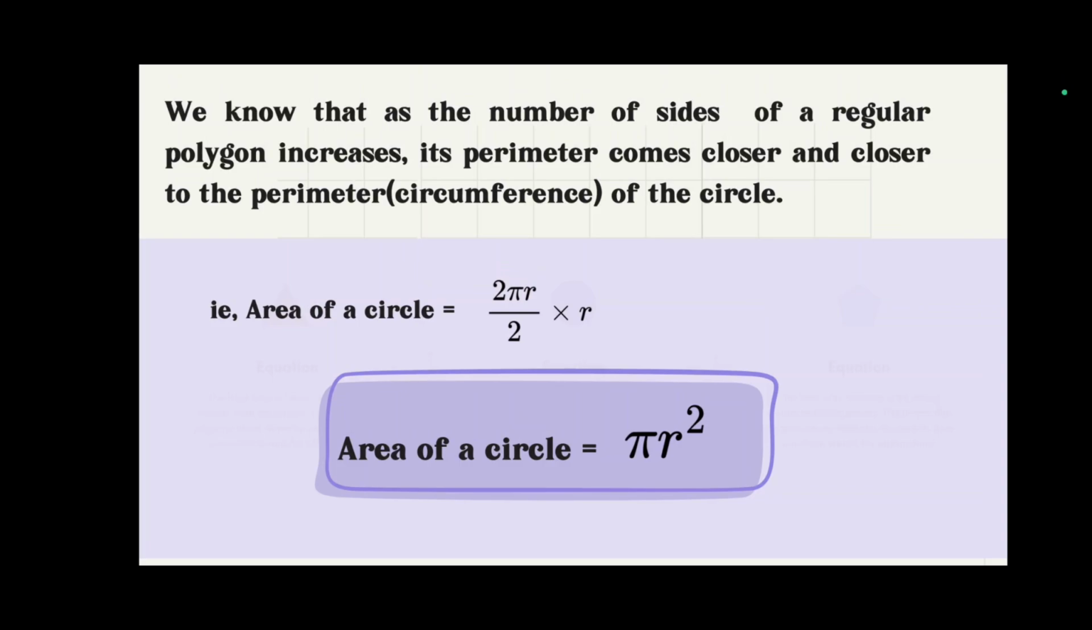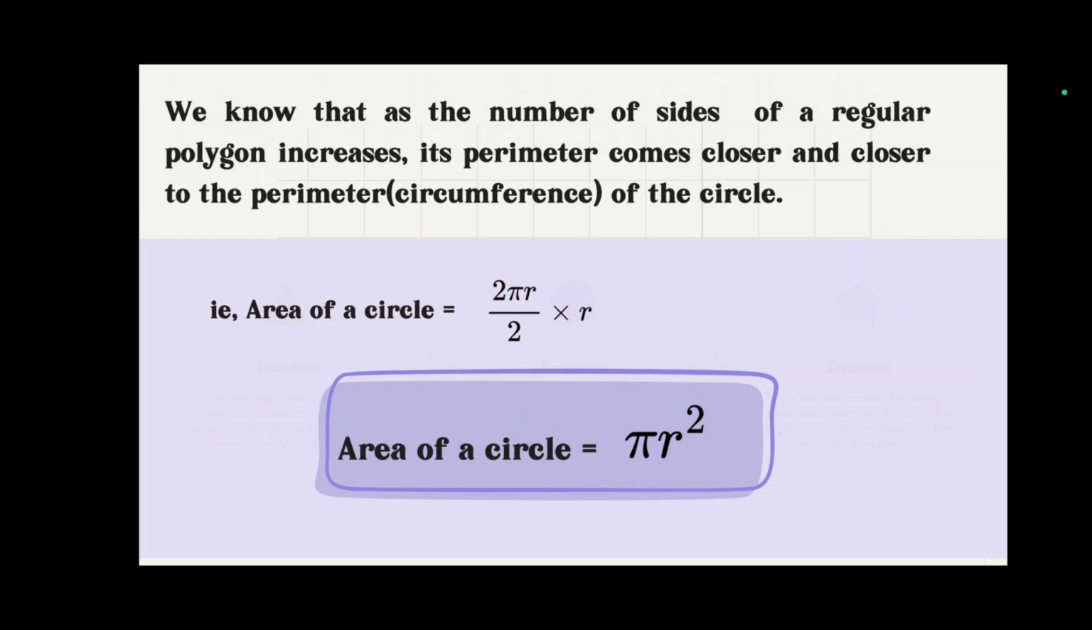Now, we are using the idea we just learned. We know that as the number of sides of a regular polygon increases, its perimeter comes closer and closer to the perimeter, that is the circumference of the circle. In the previous slide, we saw that the area of a regular polygon can be written as half into perimeter into height. So, for a circle, when the number of sides becomes extremely large, the perimeter of the polygon becomes the circumference of the circle and the height becomes the radius.